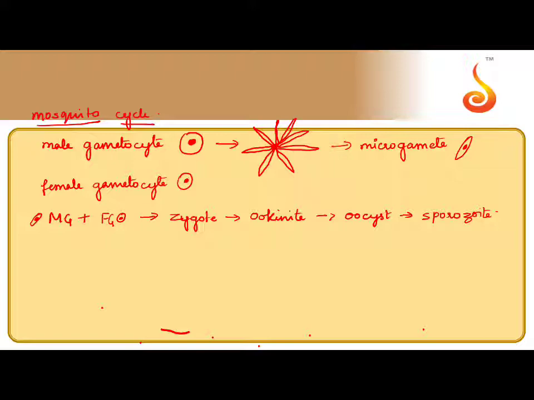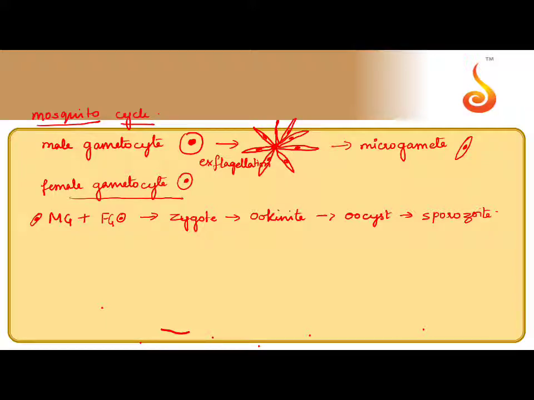Now how is this formed? The male gametocyte undergoes a process called exflagellation, and during this exflagellation microgametes or the male gametes are formed, generally 6 to 8 in number. So these microgametes are ready for fertilization.